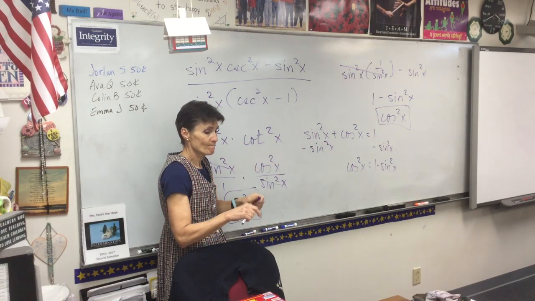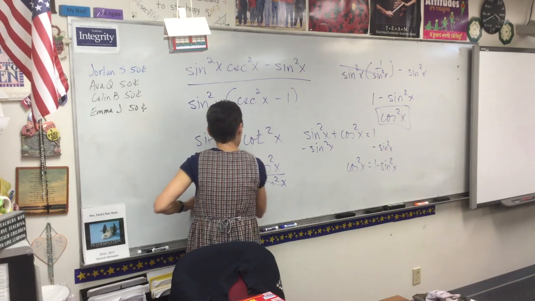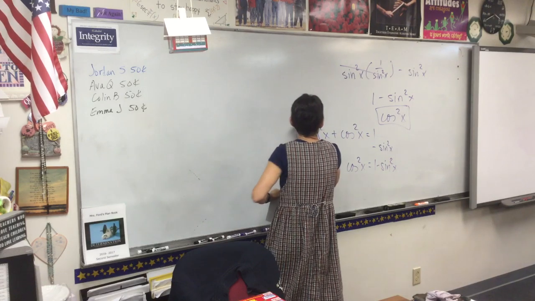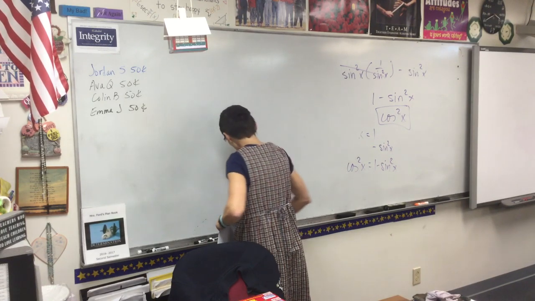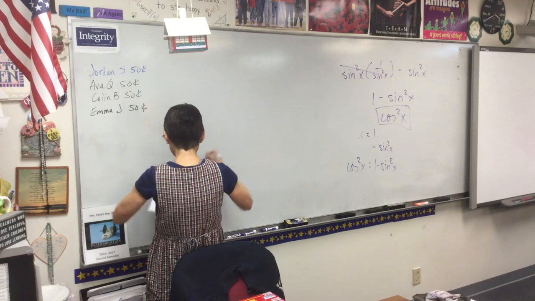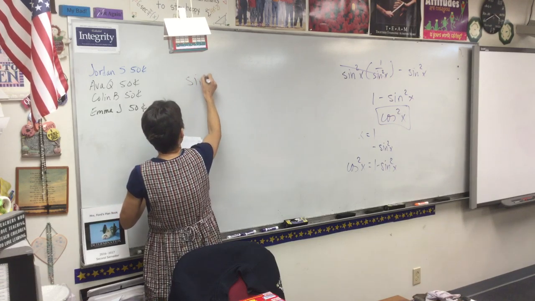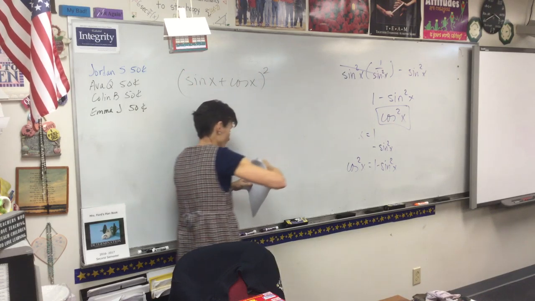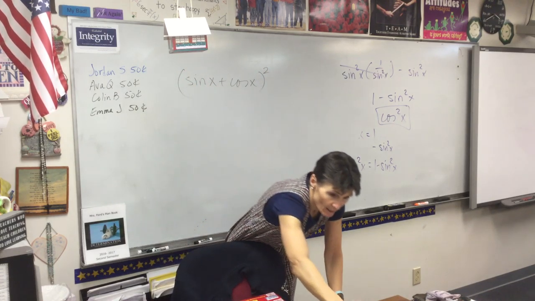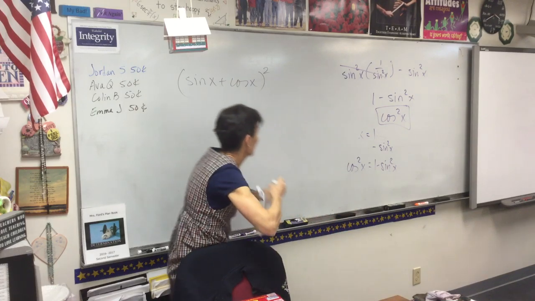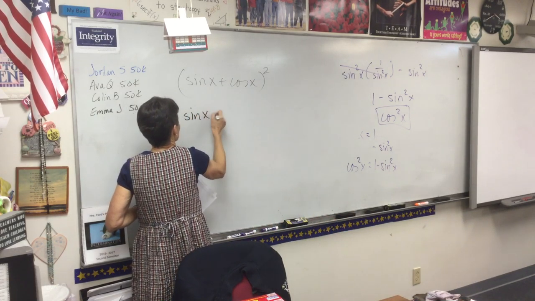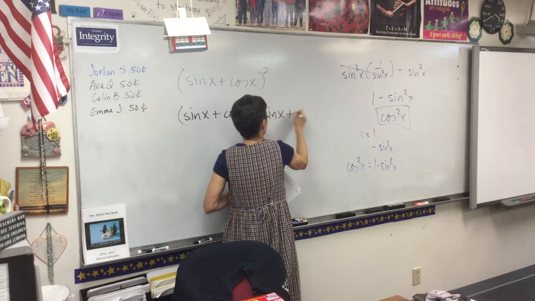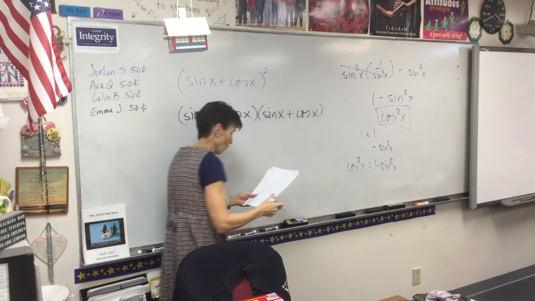What do you think about this one? How do you think you might start it? FOIL, what a great idea! Nothing tricky about that. We're going to FOIL. So we have sine plus cosine, quantity squared. So we know what that means. That means sine plus cosine times sine plus cosine. So here we go. We're going to FOIL.